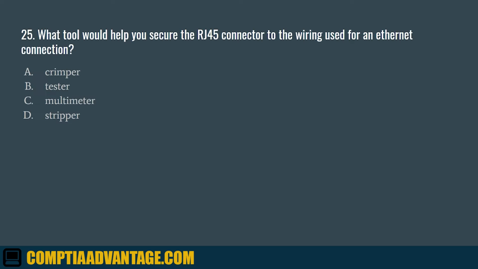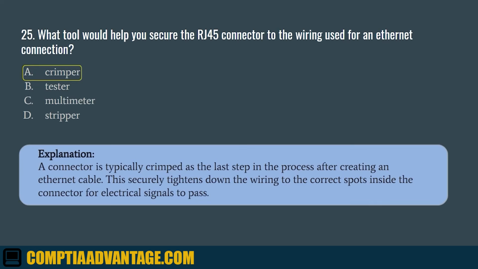Question 25. What tool would help you secure the RJ45 connector to the wiring used for an Ethernet connection? A. Crimper, B. Tester, C. Multimeter, D. Stripper. The correct answer is A. Crimper. A connector is typically crimped as the last step in the process after creating an Ethernet cable. This securely tightens down the wiring to the correct spots inside the connector for electrical signals to pass.